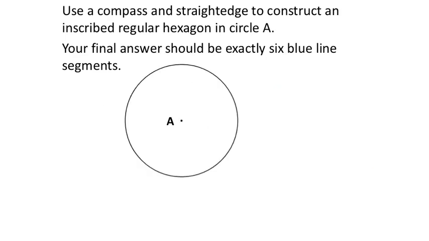So now let's take a compass and straight edge and construct an inscribed regular hexagon in circle A. Hexagon, just so we understand, is a six-sided shape. And the word regular means that all the side lengths are the same length.